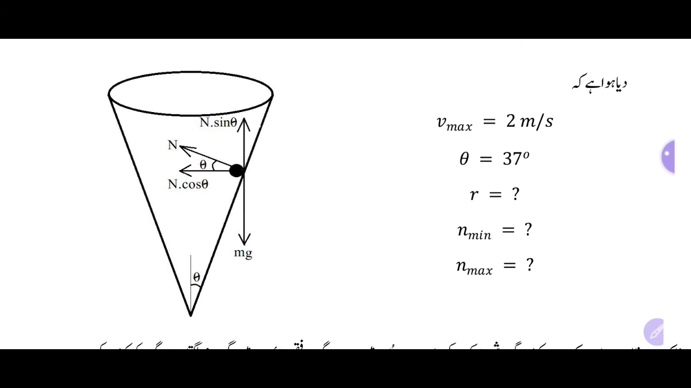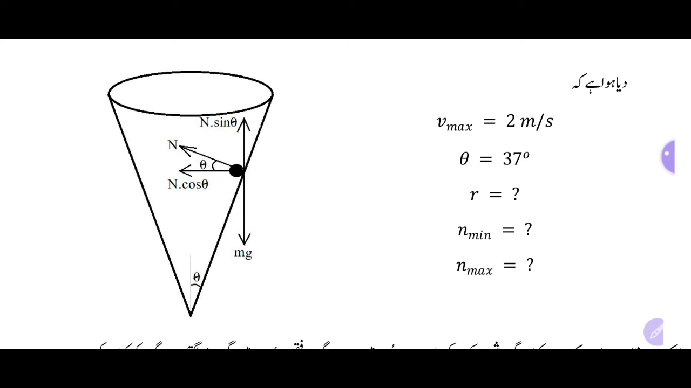In this figure, a funnel is shown and a ball is revolving inside this funnel at a particular instant. The forces acting on this ball are weight mg, acting in downward direction, and the normal reaction N, which is perpendicular to the plane of the funnel. We can resolve this normal reaction into two components. The horizontal component will be N cos theta and the vertical component will be N sin theta.